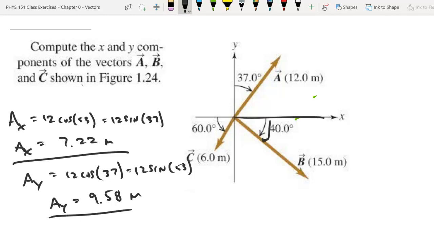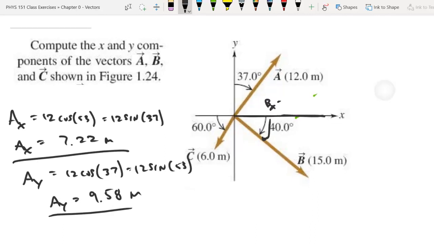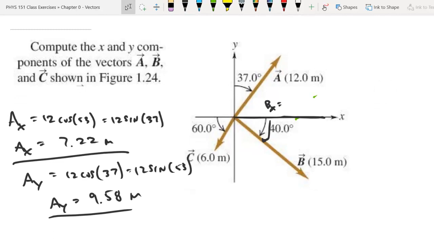So I know that Bx here is going to be equal to the magnitude, 15 meters, times the cosine of 40. So this is 15 cosine 40, but because I'm using the reference angle of 40 degrees, I need to make sure to adjust for the quadrant, right? Fortunately I'm in the fourth quadrant, so I know x is positive anyway. So I have Bx is equal to 11.49 meters.